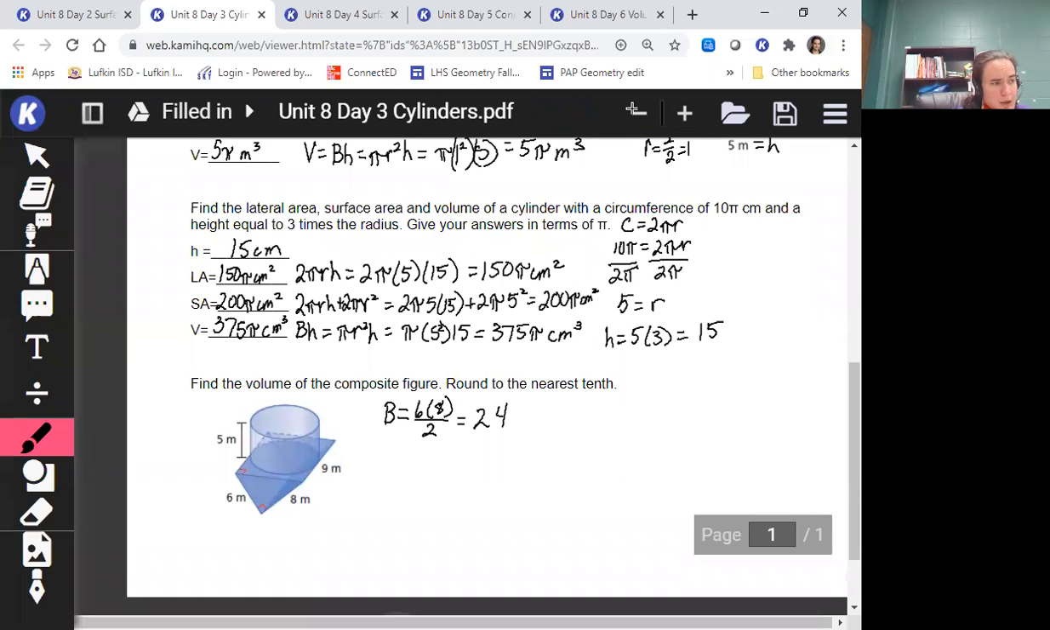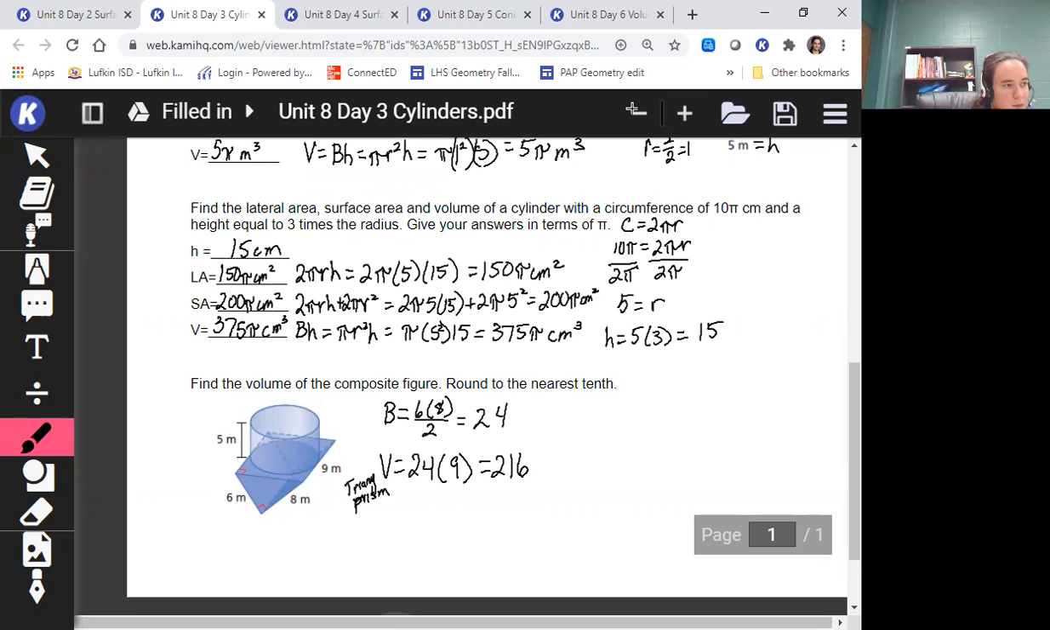Okay, so we found our area of the base, which is the triangle. And then we need to find the volume of that triangular prism. So we're going to take the area of the base, which is 24, times our height, which is 9. And that equals 216. So that's the volume for the triangular prism. Now we need to find the volume for our cylinder.